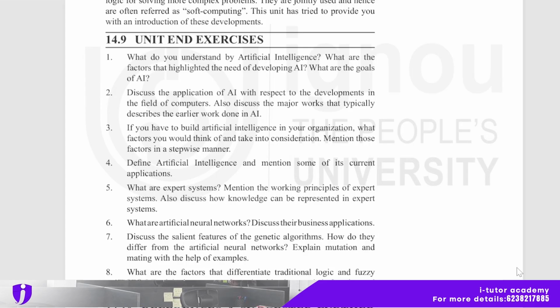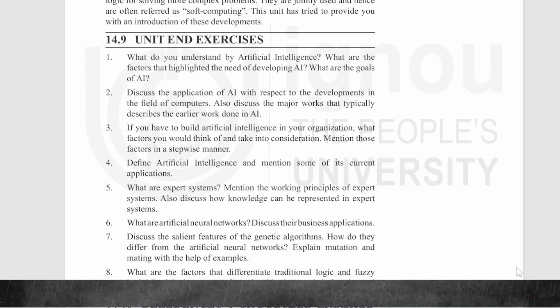And what are artificial neural networks? Discuss their business applications. Discuss the salient features of genetic algorithms. How do they differ from artificial neural networks? Explain mutation and mating with the help of examples. And what are the factors that differentiate traditional logic and fuzzy logic? And explain the concept of membership characteristic function, and also discuss the business application of fuzzy logic.